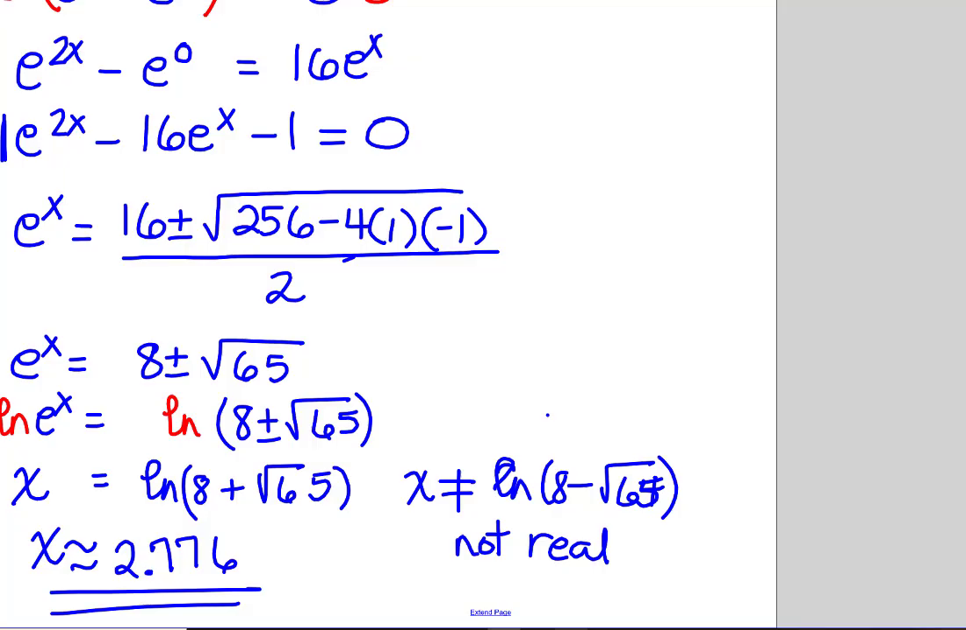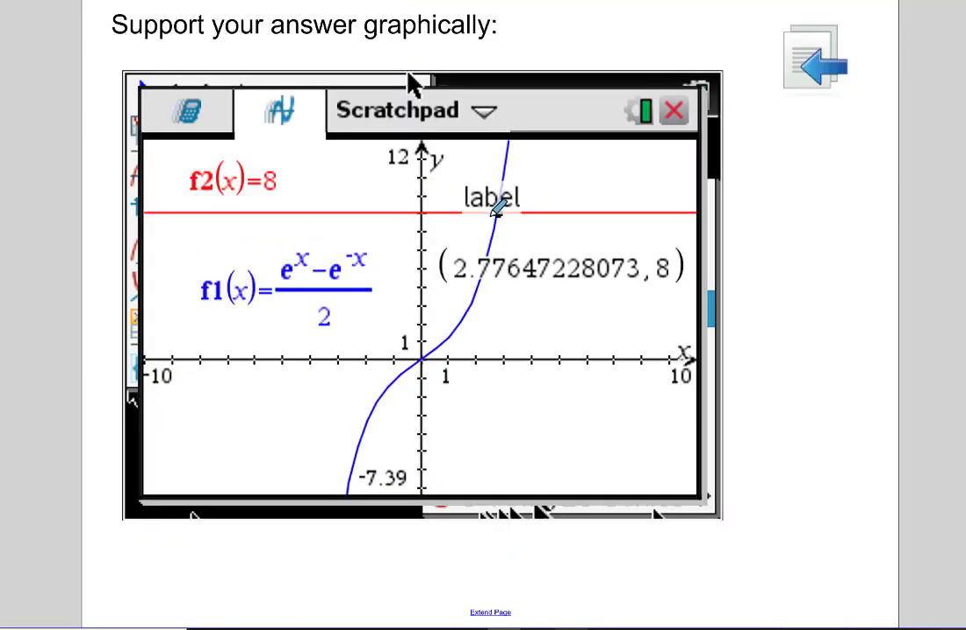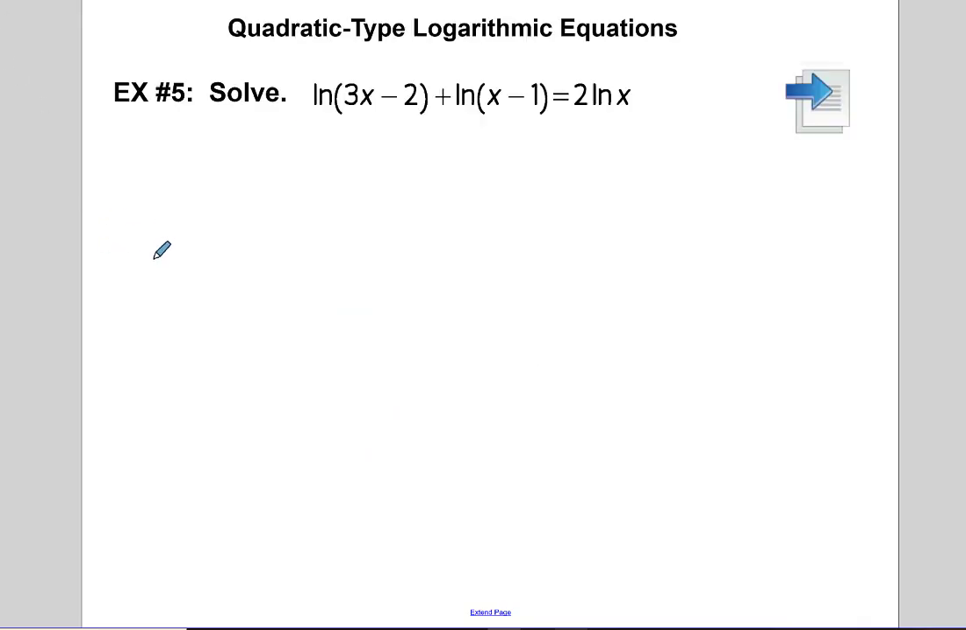And then we want to look at the graph. And in this case, I graphed the right side equation, y equals 8, and I graphed the left side of the equation, and that was the e to the x. They intersected at 2.776, 8. So we can verify that way. Example 5. Again, is this a quadratic looking thing? I see lots of natural logs there.